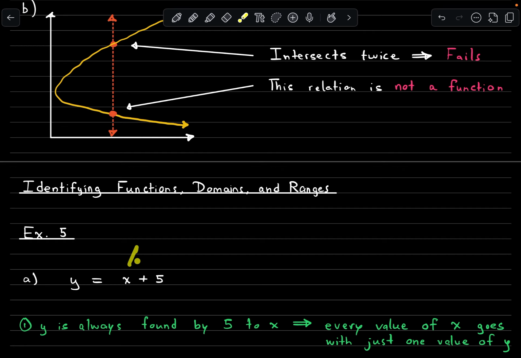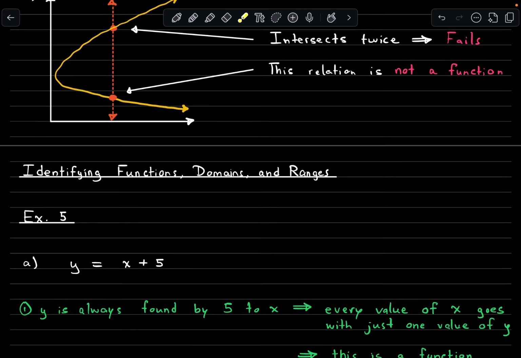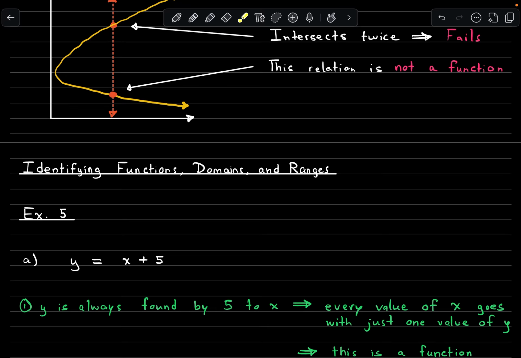If we put in 0, we're going to get 5. If we put in 1, we're going to get 6. If we put in 2, we're going to get 7, so on and so forth. So every value of x is just going to be corresponding to one value of y. Therefore, this is a function.